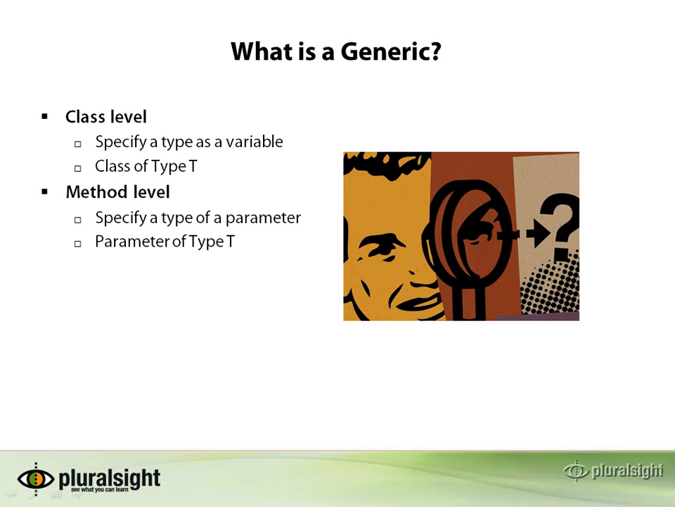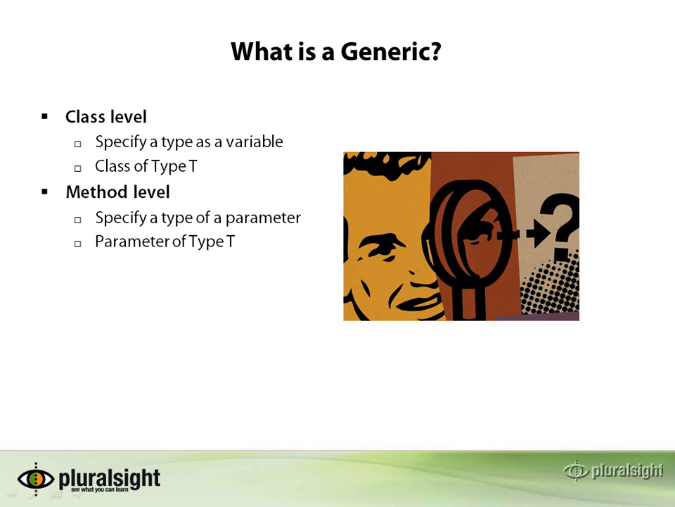The other way that we can create a generic is at the method level, and it's basically the same thing, except instead of declaring a type that is going to be the type throughout the class, with the method level, we're just declaring a type for a parameter. So one or more of our parameters can be of a type that we specify, a parameter of type T. That means this method is going to take in some parameter, but we don't know what the type is until it's called in code. At the point that it's called in code, we specify what the type is. So this method is generic in the sense that it'll operate on multiple kinds of types.